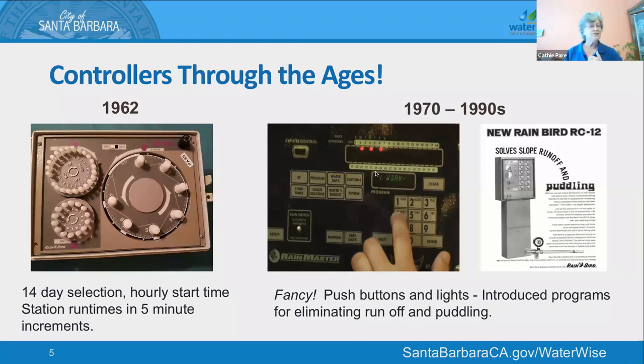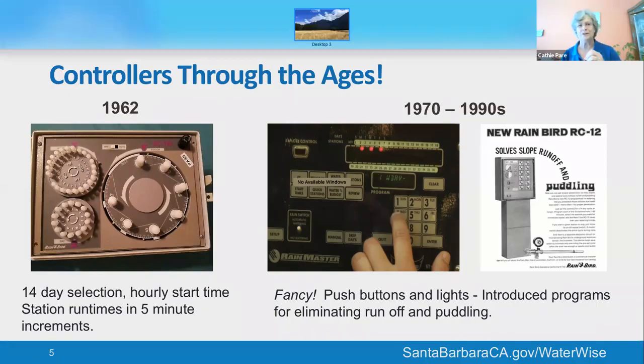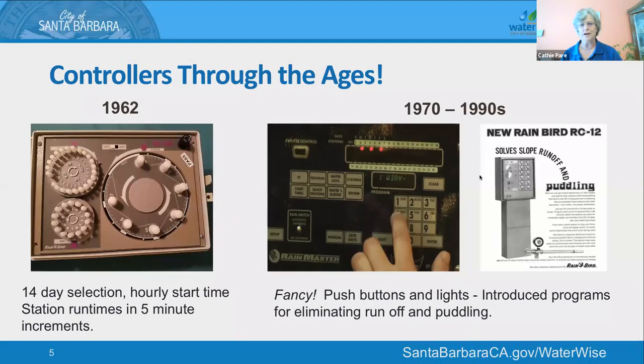So then we moved into the 70s and we started getting some better technology. We got lights and bells and whistles and push buttons, but it was great. But as the end of the 70s came in, as you can see in the advertisement, they introduced what's called programs. Programs allow you to set different watering days for different garden areas. And you can even see it says it solves slope, runoff, and puddling. So next slide.